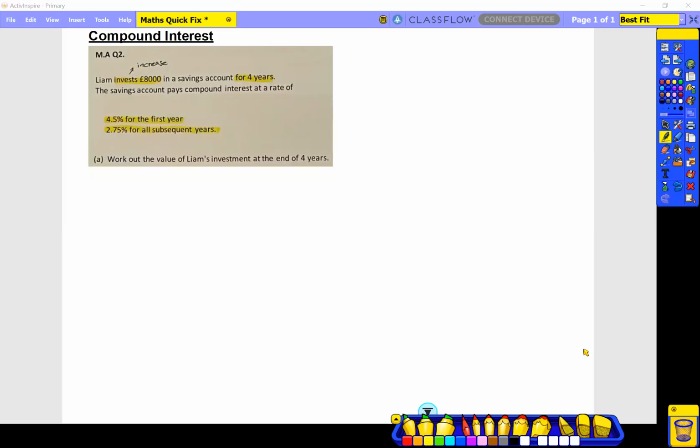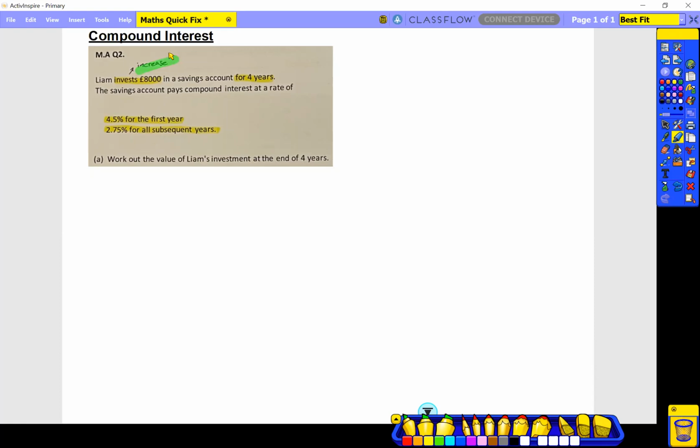This is a compound interest question which is split into two parts. The calculation is split into two parts. Liam invests £8,000 in a savings account for 4 years. We expect that when we invest money, our money increases. So this will be an increase.